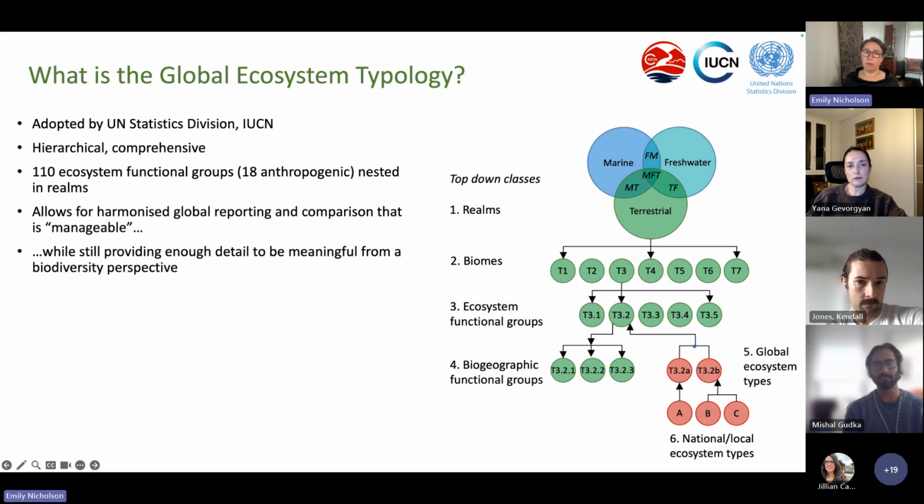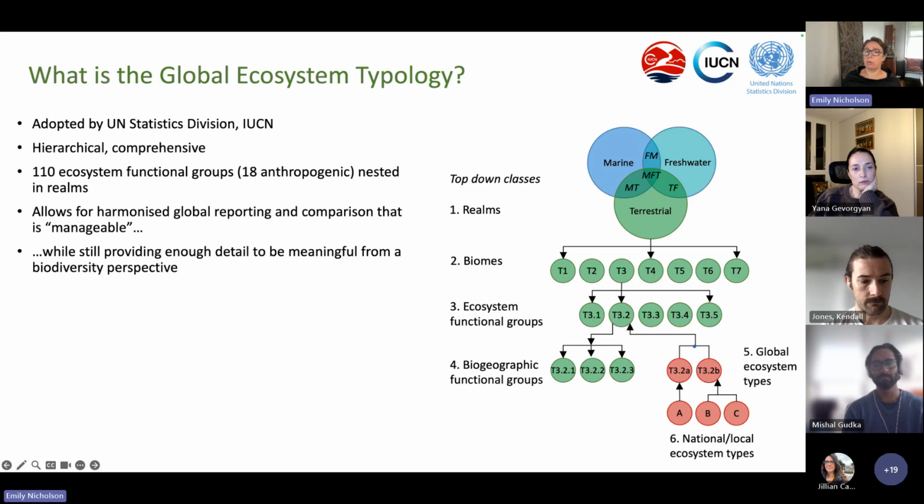It's a hierarchical and comprehensive classification system. And I want to emphasise that it's a classification system above a mapping tool, which really makes it stand out against some of the other tools that are around here, though we'll talk more about spatial data in a moment. So the typology includes all ecosystems, including marine, terrestrial and freshwater ecosystems in a hierarchical structure, from realms to biomes, and just over 100 ecosystem functional groups. And these ecosystem functional groups are, for example, tropical lowland rainforests, coral reefs, mangrove forests, and peat bogs.